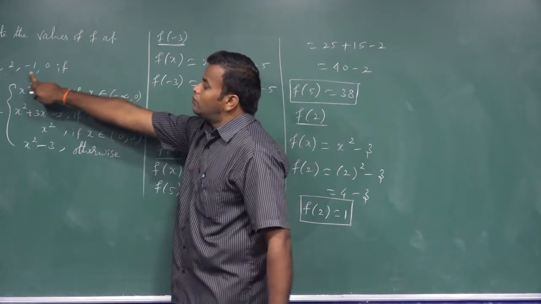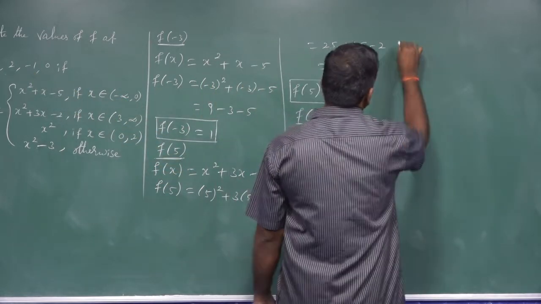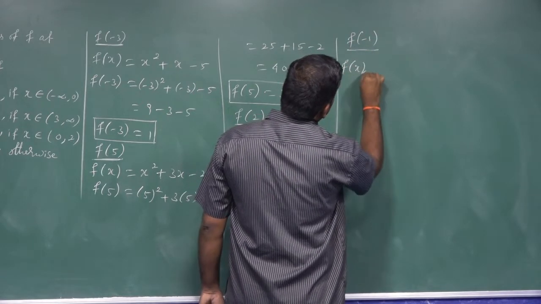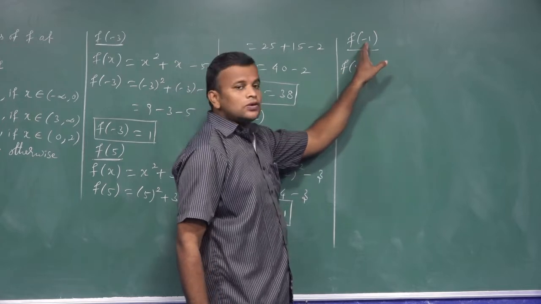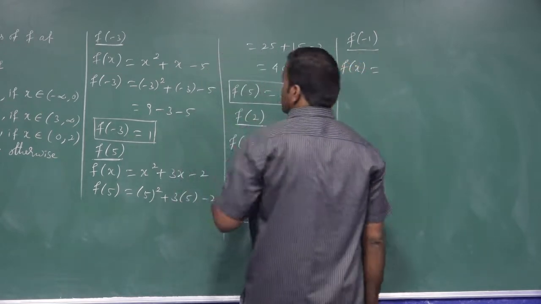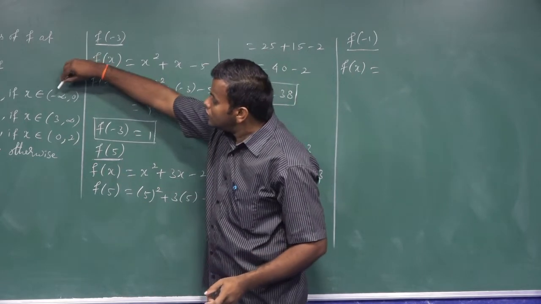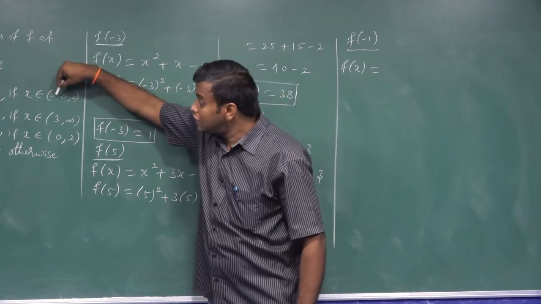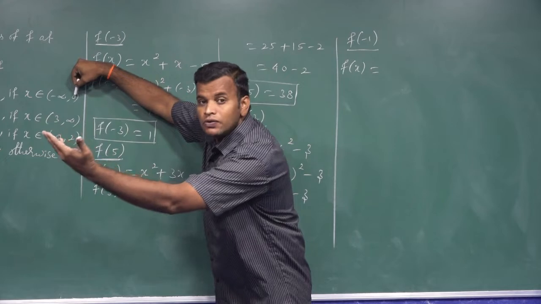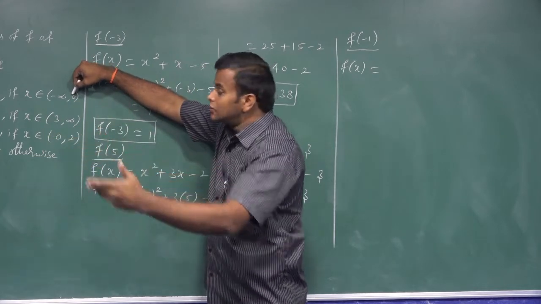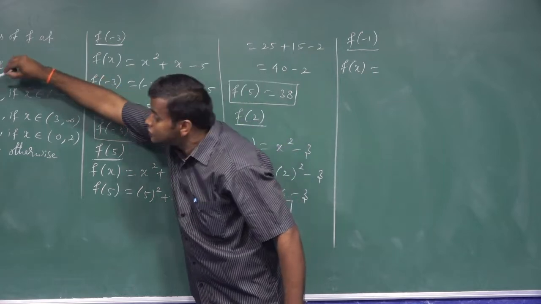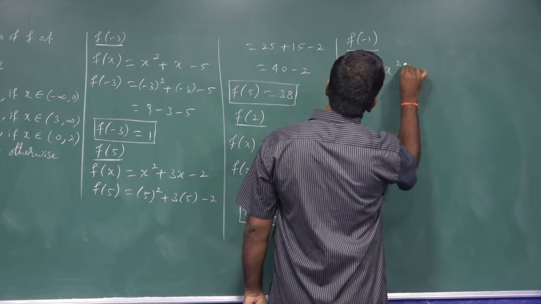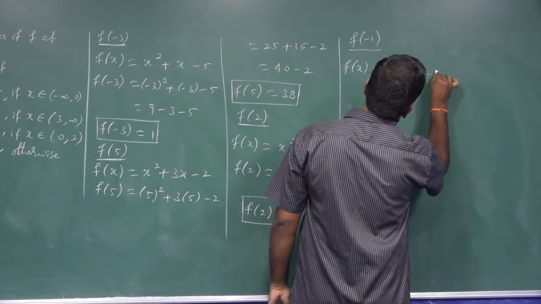Next, to find f of minus 1, I put a heading f of minus 1. Next, we check how to define f of x when x is equal to minus 1. So in this interval, the value of minus 1 lies. You think? Because it is minus infinity up to 0. What is the previous value of 0? Minus 1, minus 2, minus 3, like this. So when x is equal to minus 1, f of x is defined as x square plus x minus 5.